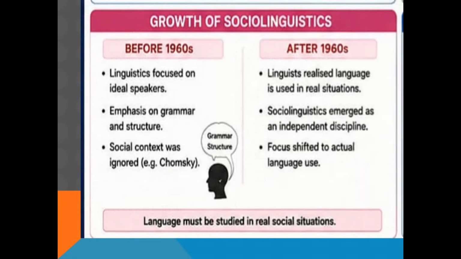We will know about the growth of sociolinguistics. Until the 1960s, linguistics mainly focused on grammar and sentence structure. Scholars like Chomsky were interested in the ideal speaker's knowledge of language, that is competence. Later linguists realized that language should also be studied as it is actually used in everyday life. That is, the focus shifted from competence to performance. As a result, sociolinguistics developed into an independent discipline.